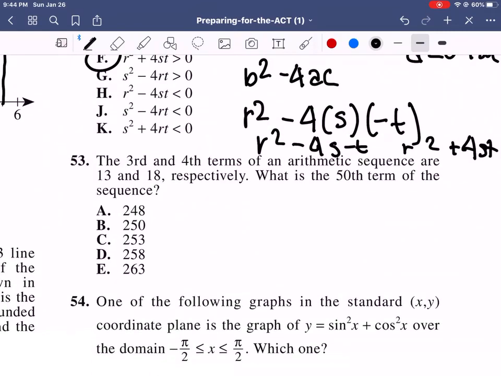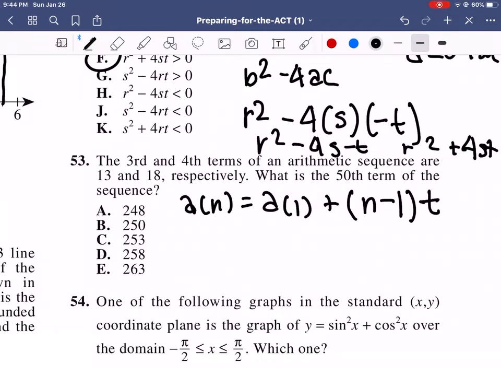Arithmetic sequence. Okay. Arithmetic sequence. It was drilled into my head in Algebra 1, and I can't get it out. It's a of n equals the first term a of 1 plus n, which is the term you want, minus 1 times the change, t. What you want to do is plug it in. So you want a of 50, because you're looking for the 50th term, equals a of 1, the first term.